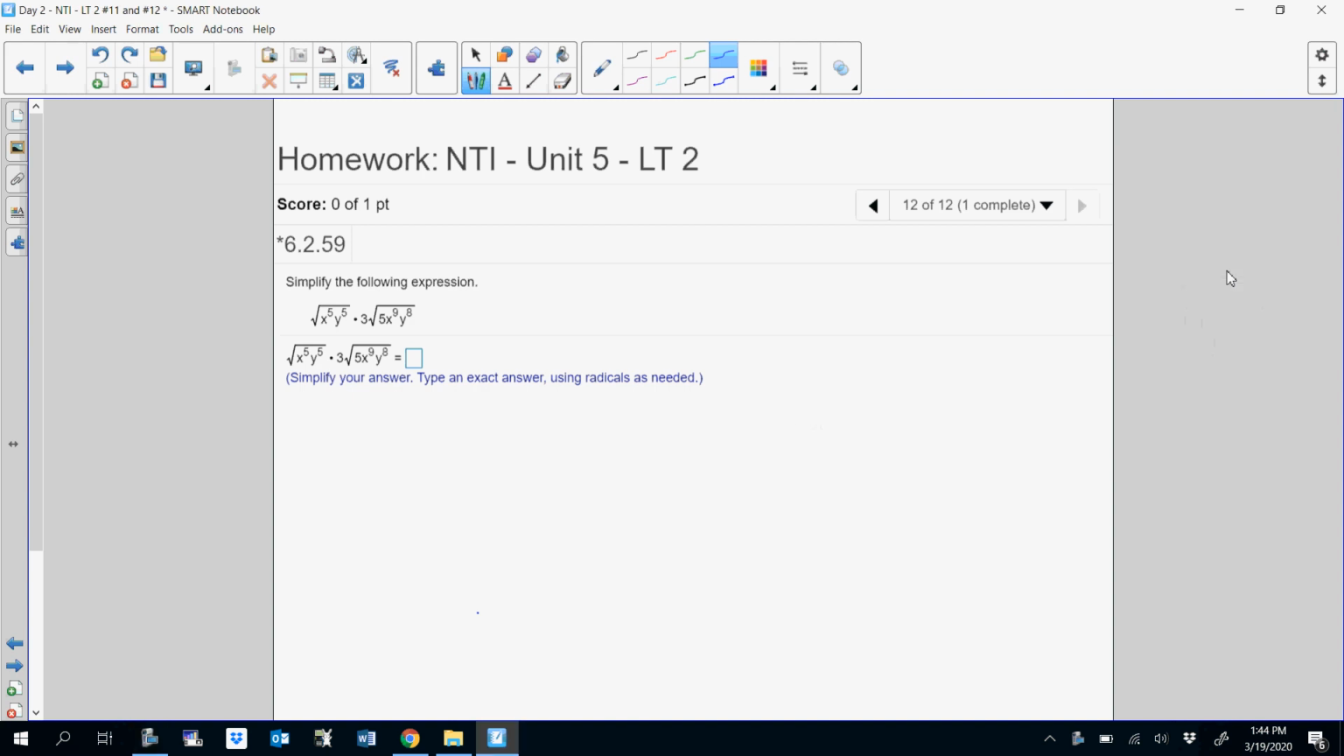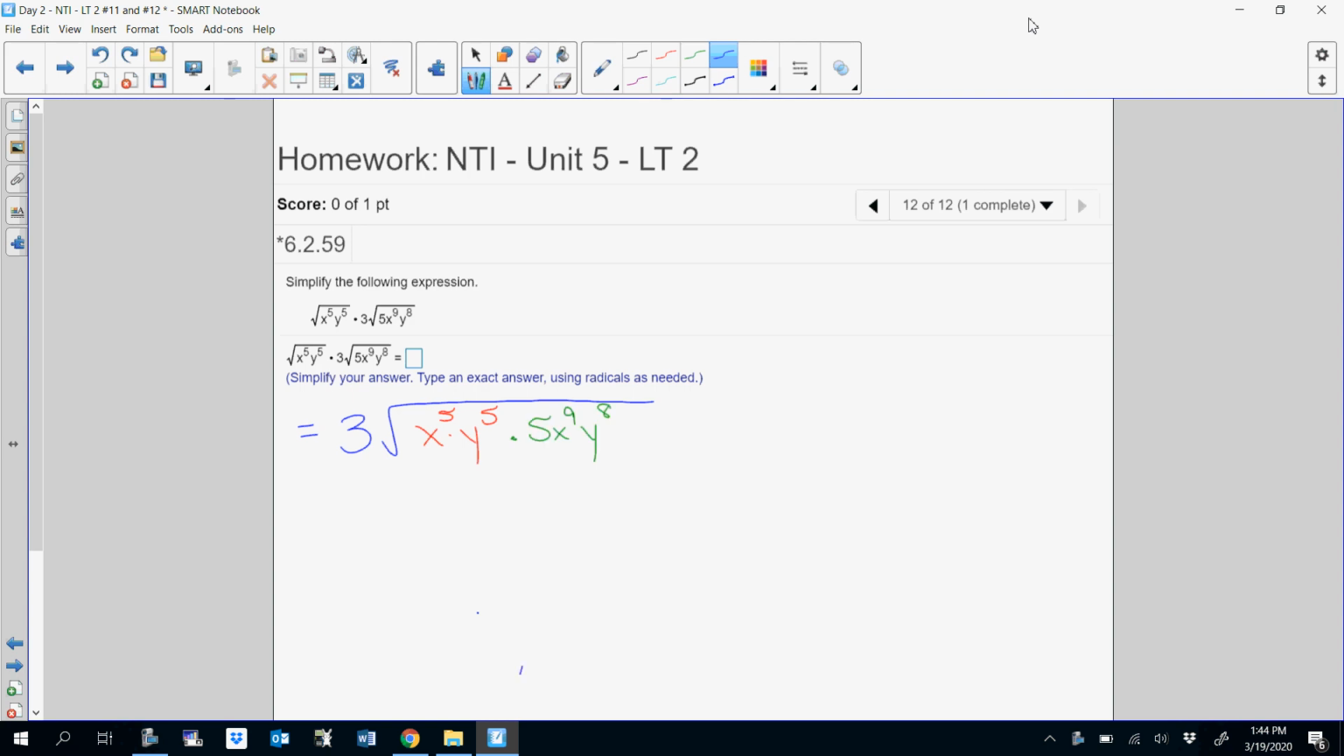All right, here's an example of Unit 5, NTI Unit 5, Target 2, number 12. Of course, yours could be a little different and may make it a little more challenging, but the same premise exists. You've got two square roots being multiplied. So the 3 is on the outside, will stay on the outside, but then you're multiplying the two radicands, x to the 5th, y to the 5th, times the other radicand, 5, x to the 9th, y to the 8th.